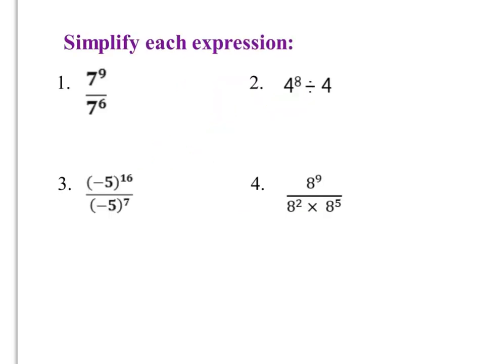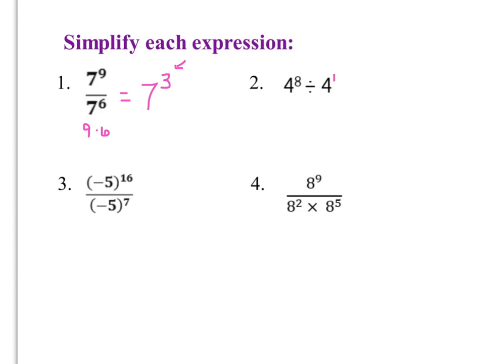Try number 1 on your own. So I'm dividing 7 to the 9th divided by 7 to the 6th. So my final simplified answer is going to be 7 to the 3rd because I subtract my exponents, and 9 minus 6 is 3.